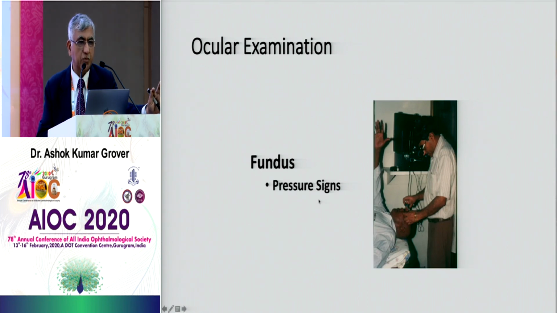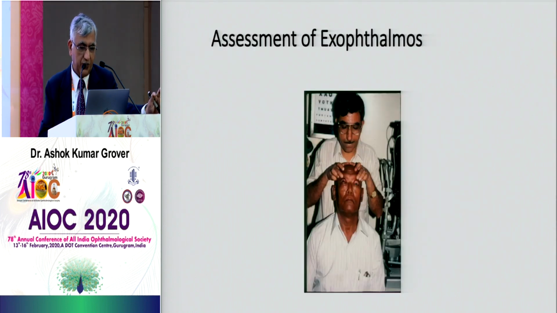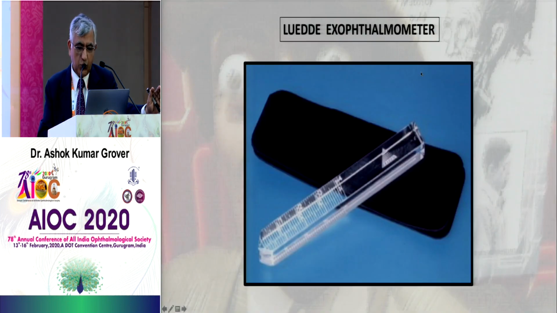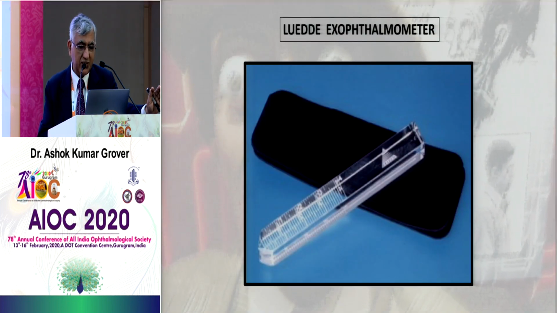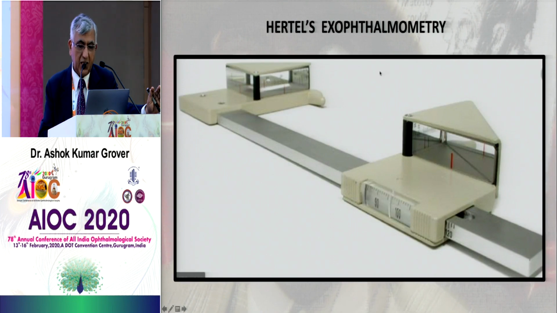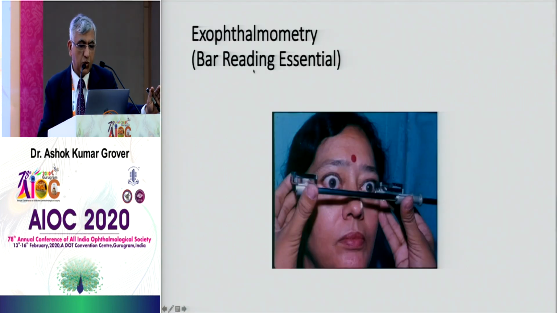When an intraconal tumor grows and presses on the globe, you would see disc edema, you may see choroidal folds, retinal folds. Assessment of exophthalmos again is important. Measurement of dystopia, whether the globe has moved out, in, down, or up. And if you use two scales, you can quantify that. You also need to measure the exophthalmos, with a simple device like Luedde's, or measurement with Hertel's. Hertel's, you must know the procedure. You must also record the bar reading every time so that the readings taken on subsequent occasions are comparable.